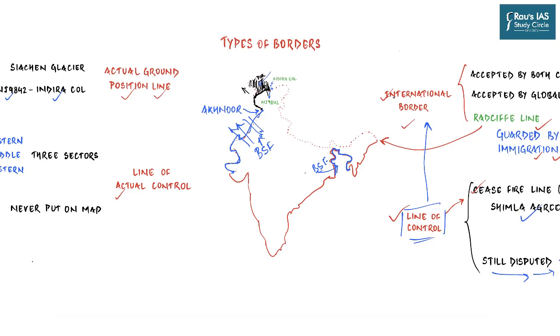So when we talk about India's border with Pakistan, it consists of the international border, with blue color, the line of control with black color, and finally the actual ground position line. And so we are left with only one kind of border, and that is the line of actual control, which is used to refer to the disputed border which we share with China.